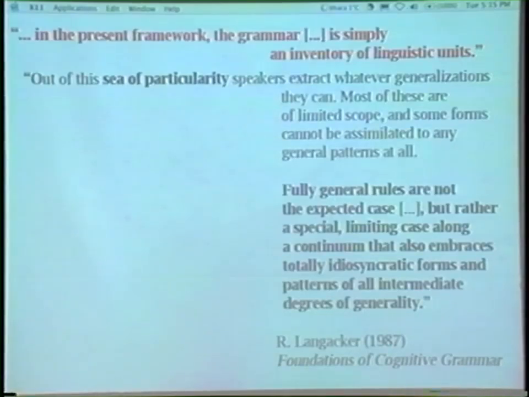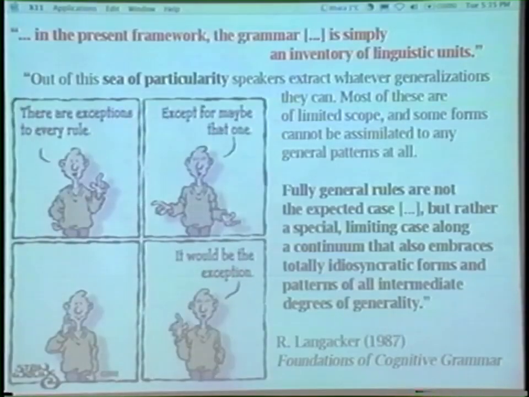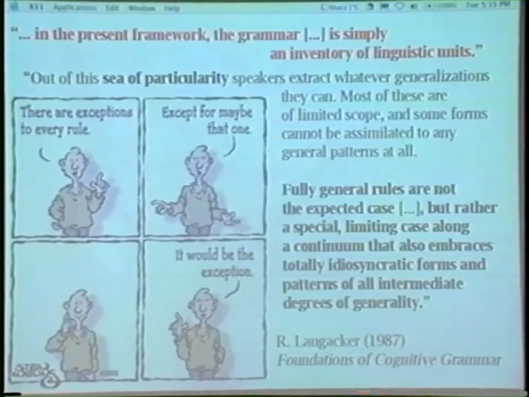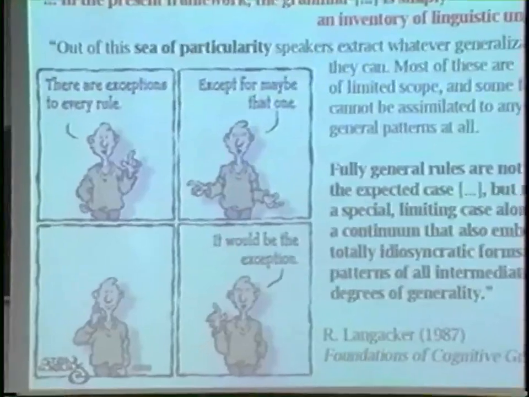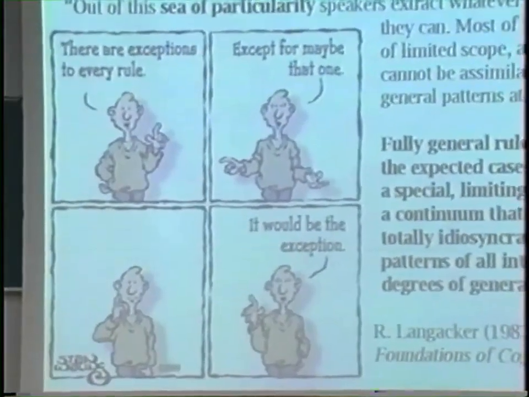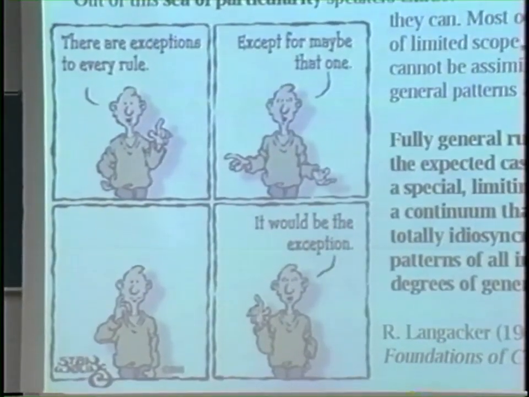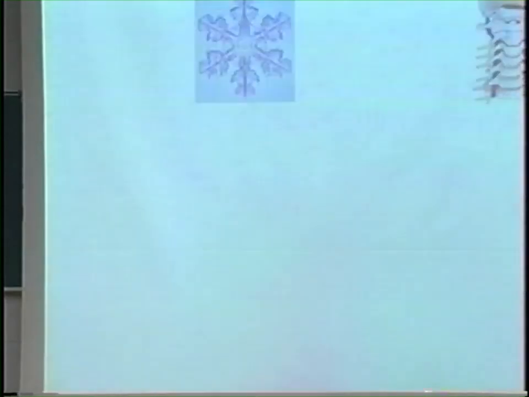Fully general rules are not the expected case, but rather a special limiting case along a continuum that also embraces totally idiosyncratic forms, like completely spelled out patterns. And patterns, he actually uses the word patterns, of all intermediate degrees of generality. And I guess this is a pretty good way to capture visually or cartoonishly this insight. No exceptions to every rule, except maybe that one, maybe not.